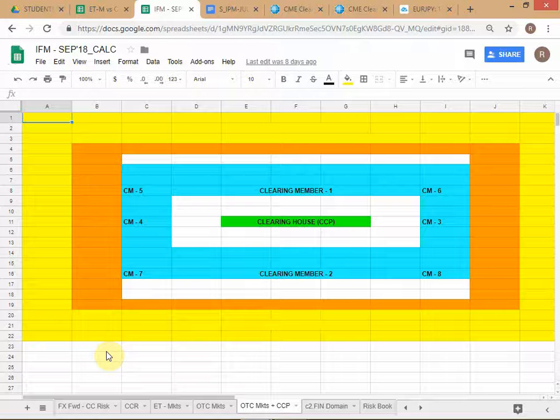So all these CM1, 2, 3, 4, 5, 8, etc. are all OTC market players. So this is basically what the regulator is now saying, that these are all the guys playing in the OTC markets. But we want you to, maybe I should put a label here, as this is the OTC market.